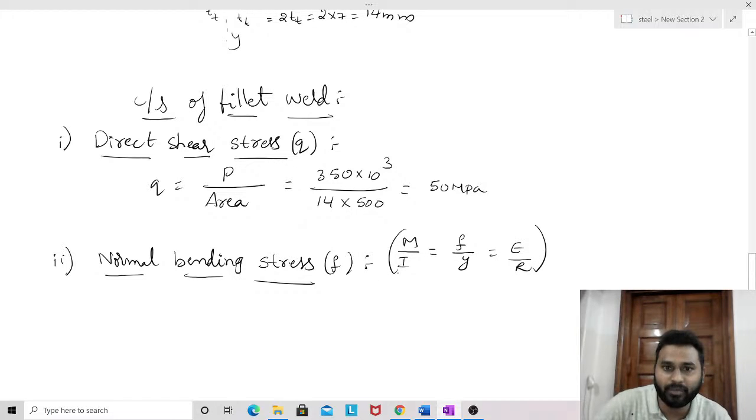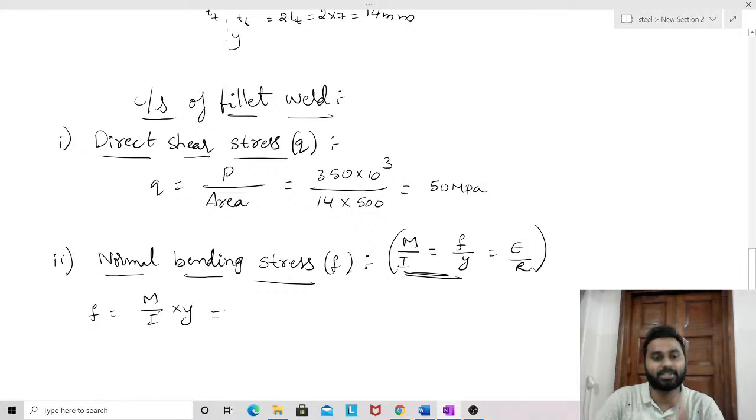Now here we are going to use the first two terms. Upon using the first two terms, we get the normal bending stress F is equal to M upon I into Y. Is that clear? Okay. Now M is nothing but the load into eccentricity.